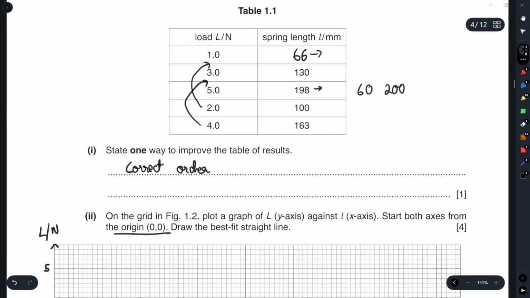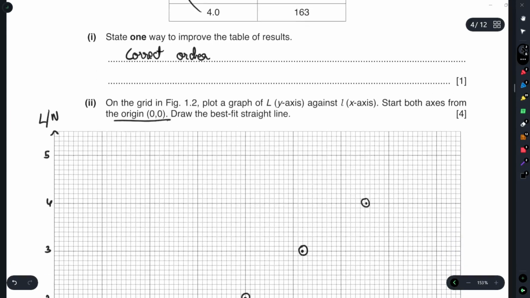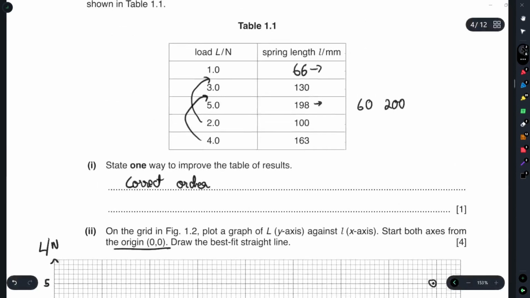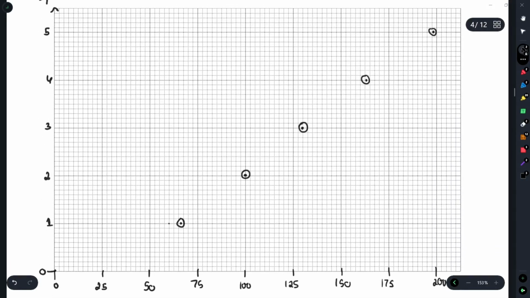And then we have 5 and 198. So 5 and 198, that's 200, so this is 195, this is 195, this is 200, so 198 must be somewhere over here. ठीक है जी. We need to draw a line of best fit. So a line of best fit would be a line that passes through all of them, or most of them rather. So let's see if I can draw a line like that.